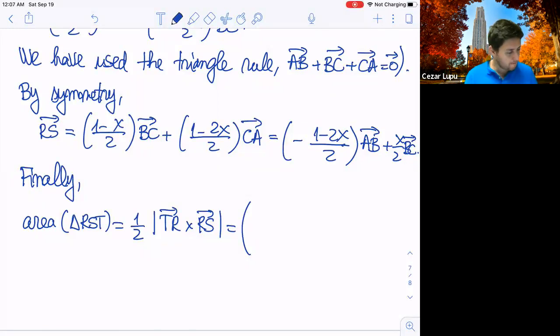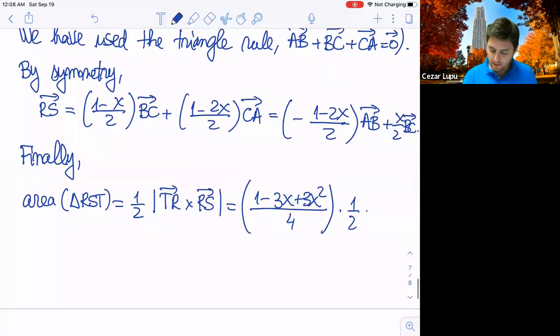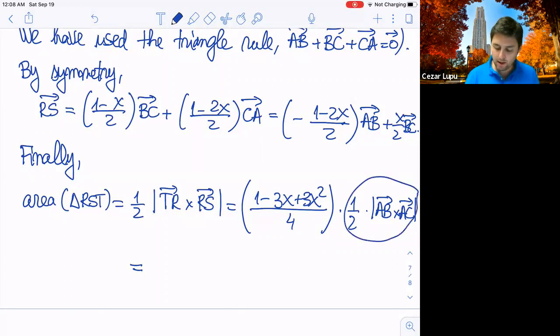So this would be 1 minus 3x plus 4x plus 3x squared, everything over 4, right? Times 1/2, let's keep in mind, times the magnitude of AB cross AC. Well, we know, let me point this one out, that this is the area of the triangle ABC.